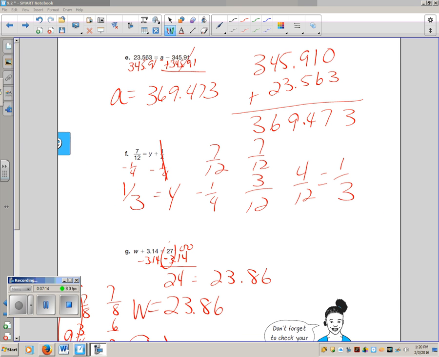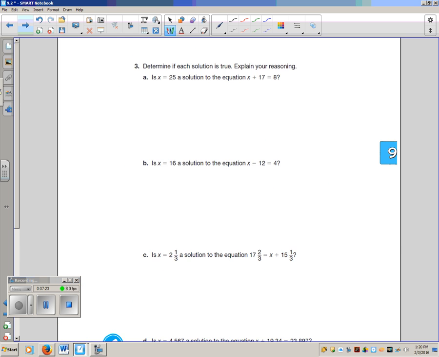These are the kind of problems we're going to be solving in class with our practice problems. One-step equations using the inverse operations. Now another thing is we're going to be substituting for x. So on the next page, is x equal to 25 a solution to the equation x plus 17 equals 8? So you're going to substitute 25 for x. Write out 25 plus 17 equals 8.